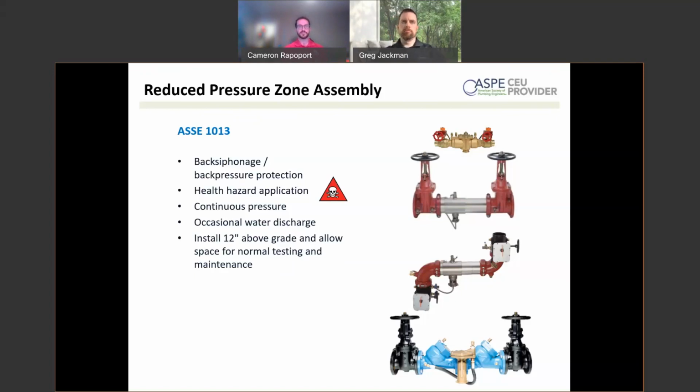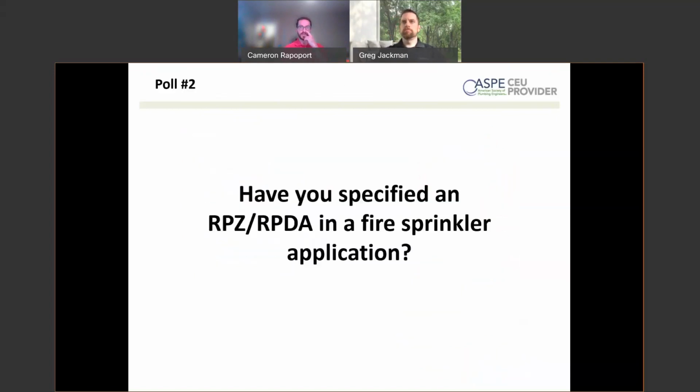Another poll question. Have you specified an RPZ or an RPDA, which I'll get to, in a fire sprinkler application? The RPDA is the reduced pressure zone detector assembly. Yep, polls open on the right. A lot of you are figuring that out. Pretty easy. Leave it open for a few more seconds here.